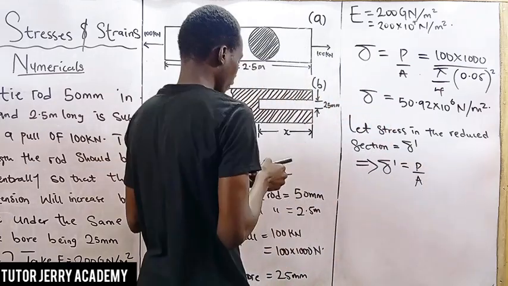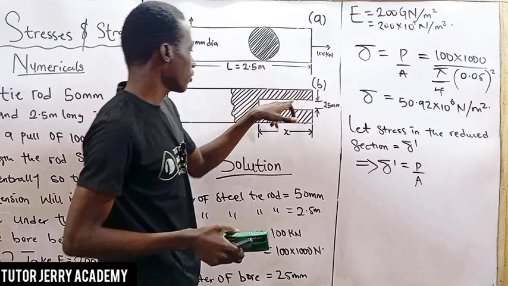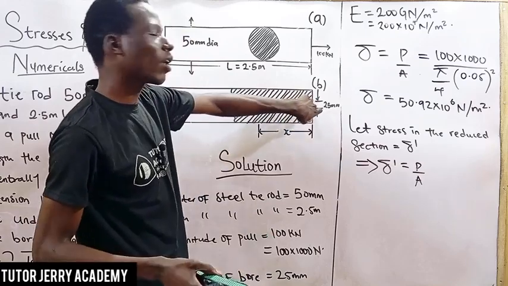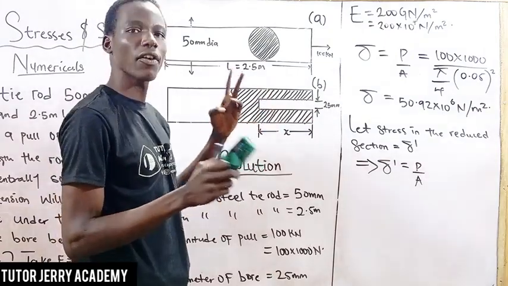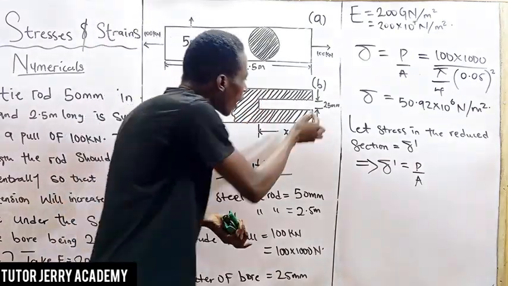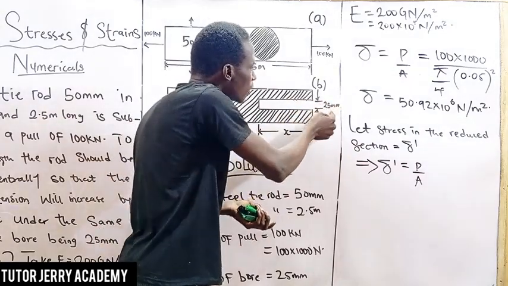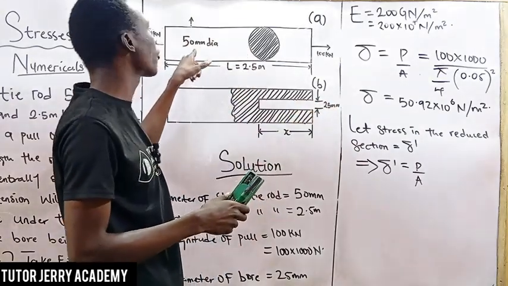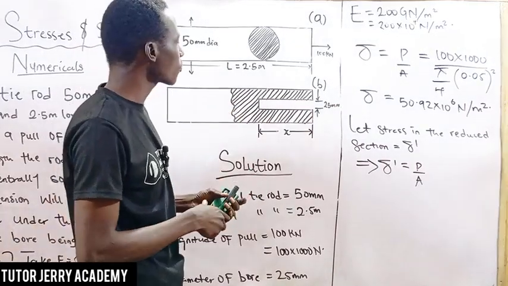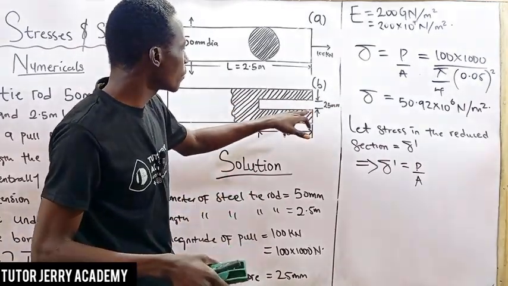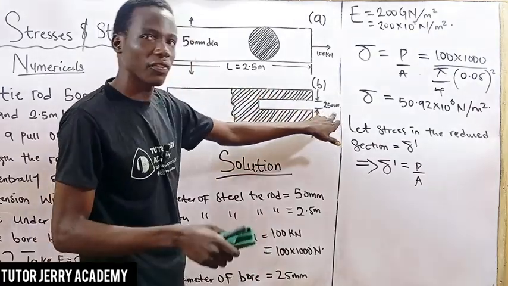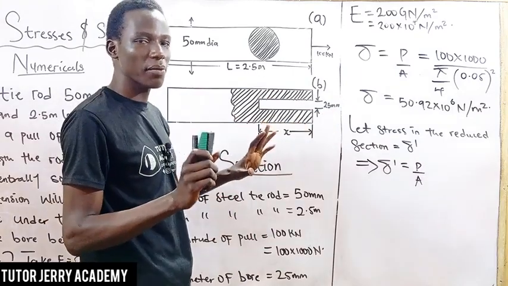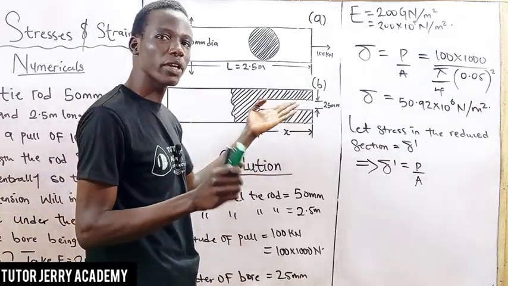But now, what do we have? You will observe that after the bore has been made, this rod has been made hollow. That is, now we have two diameters: the inner diameter, which is 25 millimeter, and the outer diameter, which is 50 millimeter initially. Of course, this section has now become a hollow section.